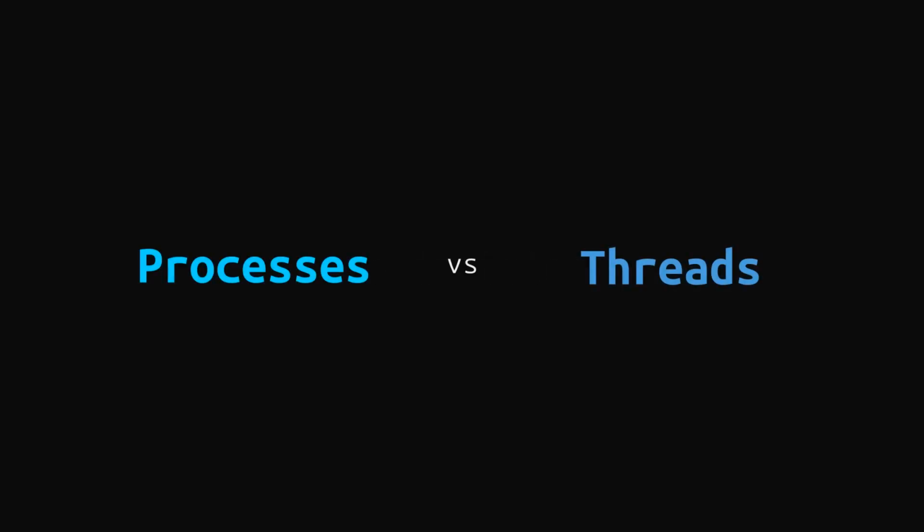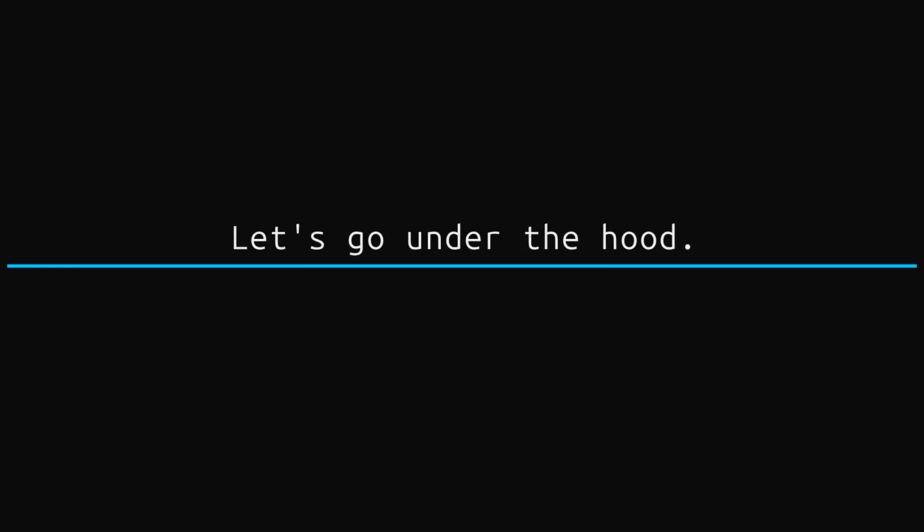But sometimes you write a program and one tiny bug kills the whole thing all at once. Not just one part, everything. And that comes down to one decision you made, maybe without even realizing it. Processes versus threads. Let's go under the hood.